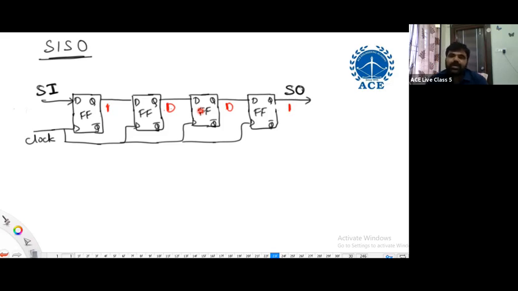Are we getting 4-bit information at the serial output port? No, we are getting only 1 bit. After the fourth clock cycle, feeding information is completed, but I am not getting the 4-bit information at the serial output port. How many clock cycles are complete till now? Only 4. In 4 clock cycles, we are able to see the first bit at the serial output port, but I need to get the remaining 3 bits also.